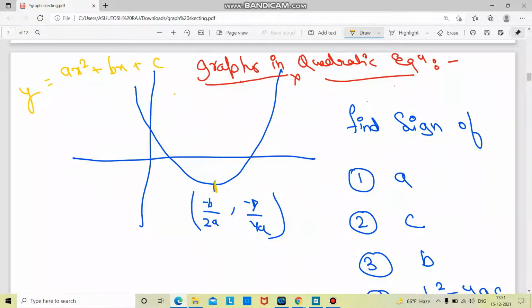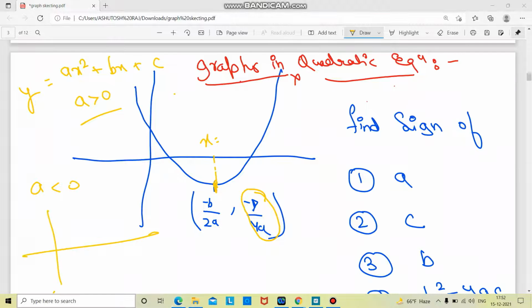y is equal to ax square plus bx plus c. Its minimum value occurs at x equal to minus b by 2a and its minimum value is minus d by 4a when a is greater than 0. When a is greater than 0, the parabola opens upwards, and when a is less than 0, the parabola opens downwards.